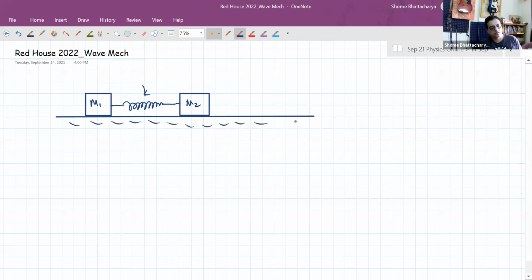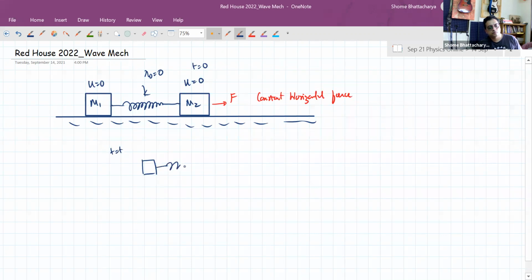Initially, the spring is having zero extension and both the blocks are at rest, and we set the system off by applying a constant horizontal force. At time t equal to 0, this starts this way. So then we can see that at a general time t, there will be a certain amount of extension. This will have some acceleration, this will have some acceleration.